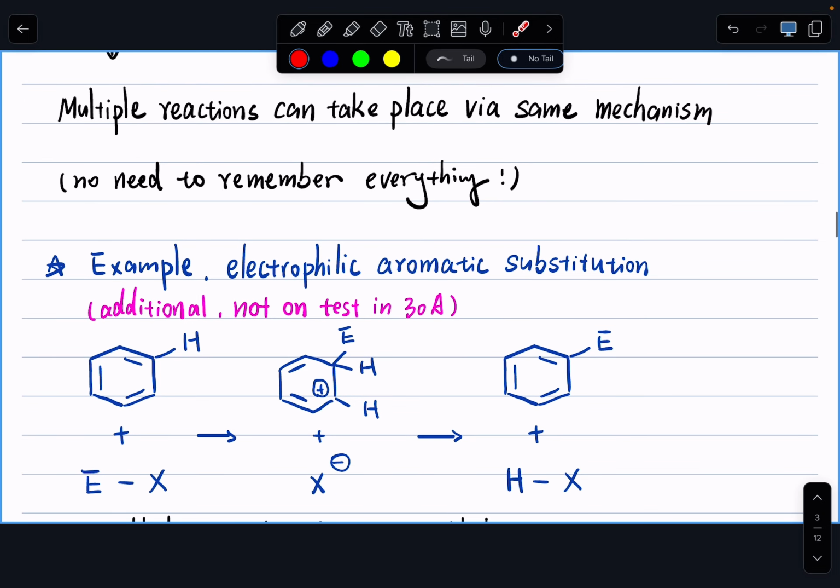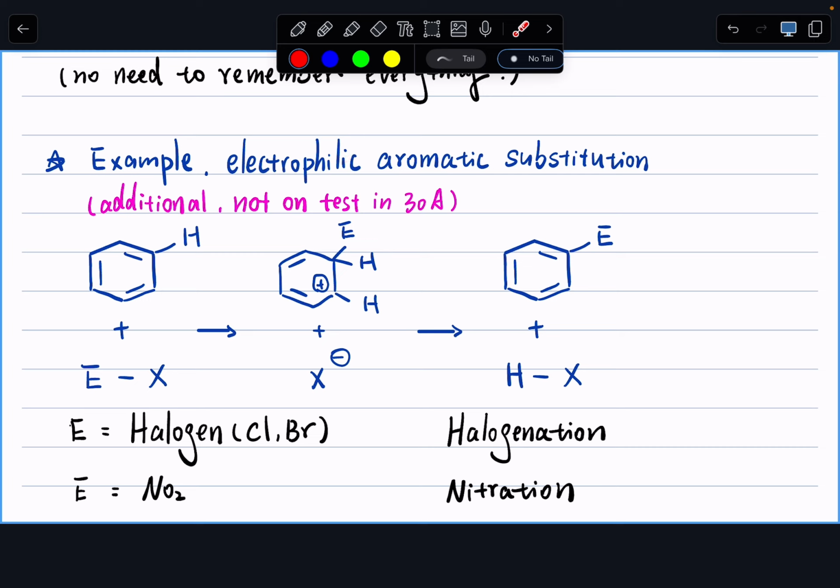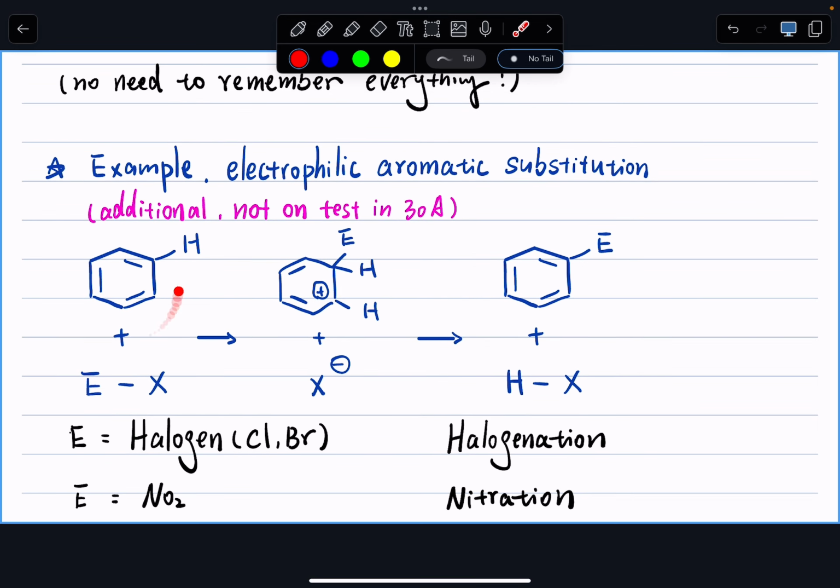We can have multiple reactions taking place with the same mechanism. That's telling us that if you understand the mechanism well enough, you do not need to memorize every single reaction. An example here is electrophilic aromatic substitution. It's not covered in 30A, but this is one of the iconic reactions that people give different names. So the general reaction is like this. We have an aromatic ring, and some kind of electrophile, E-X. We went over electrophile: a slightly positive, electron-deficient species.